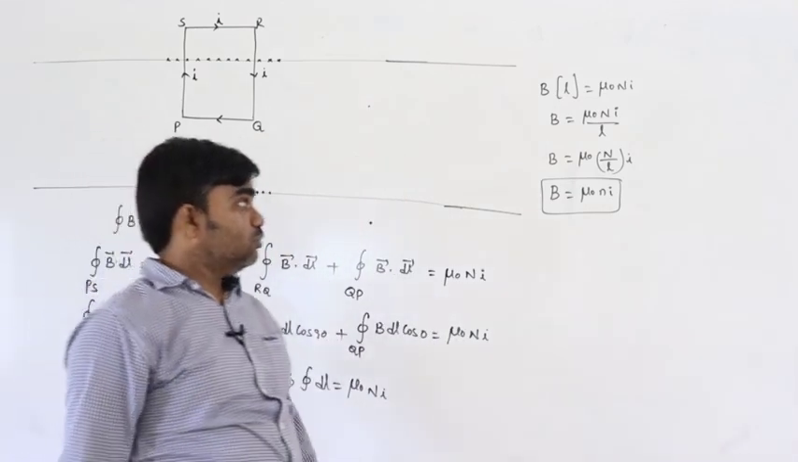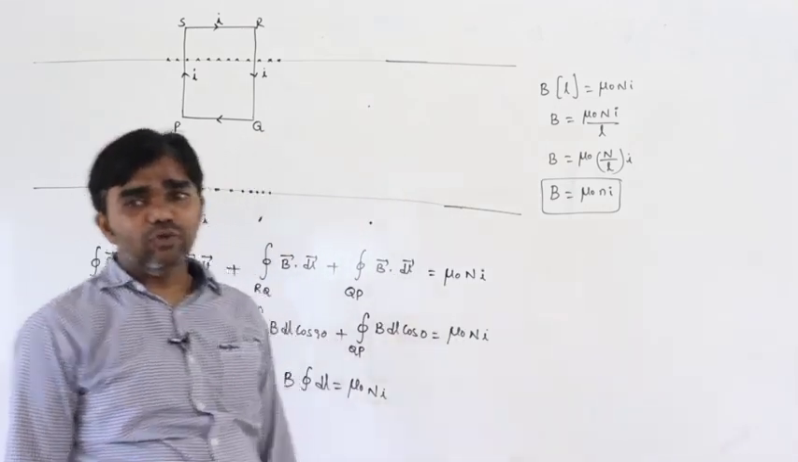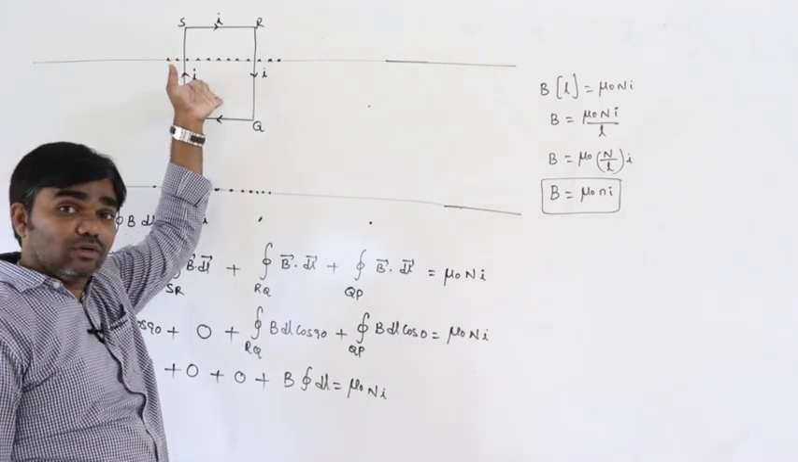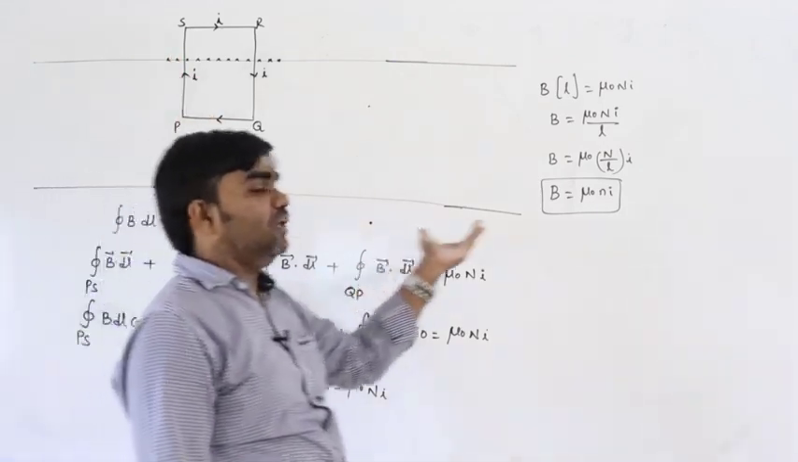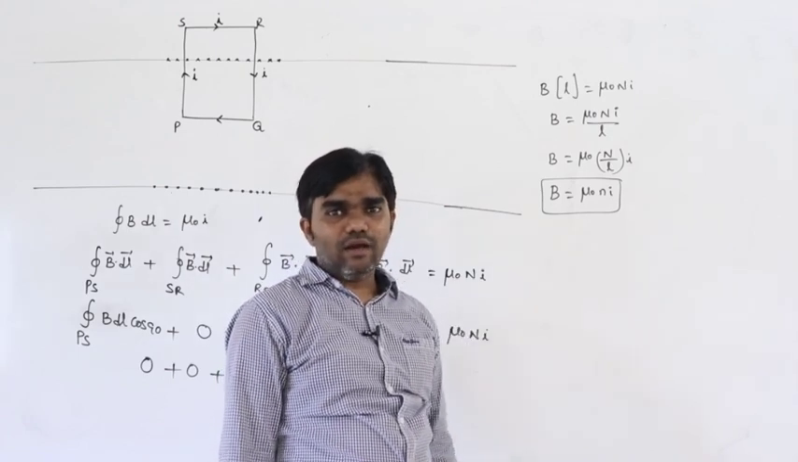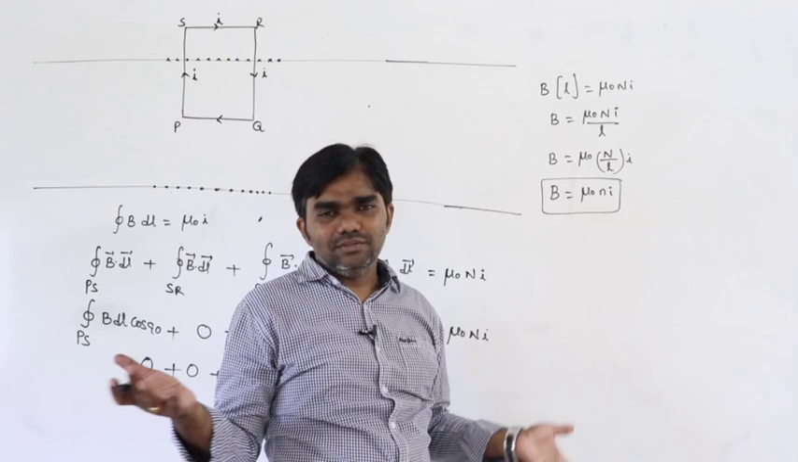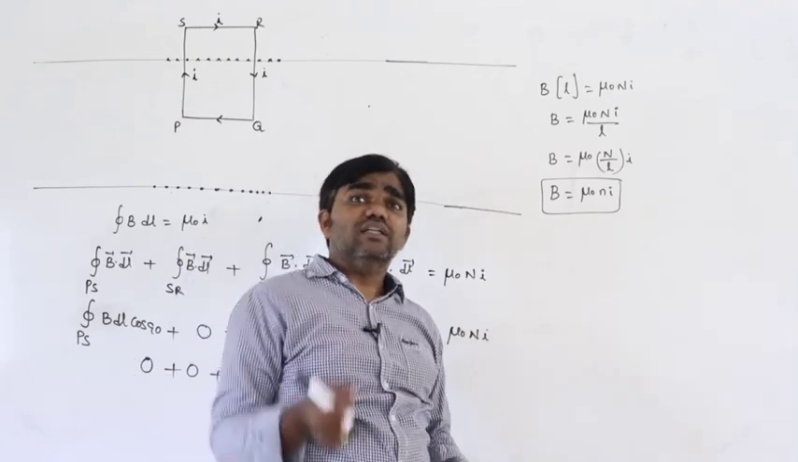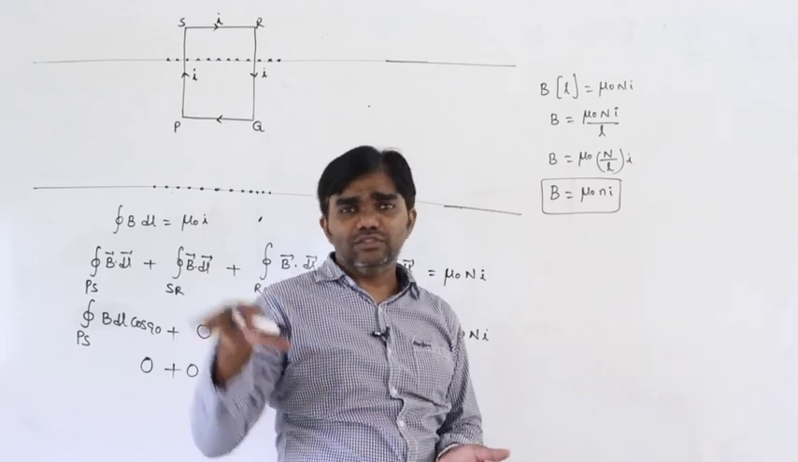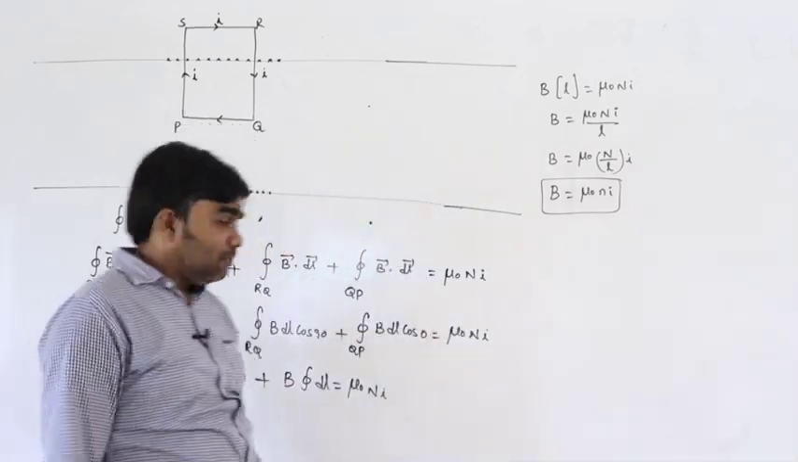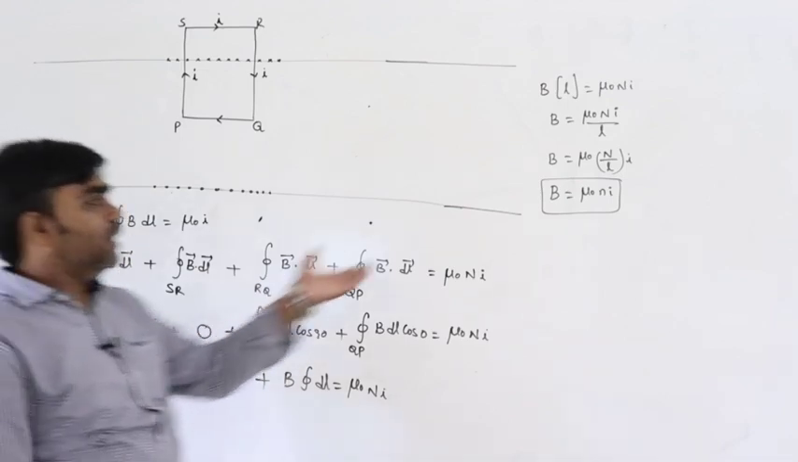B is equal to mu naught N i. That is the magnetic field due to an infinite length solenoid. By using Ampere's circuital law we can calculate it very easily. In the previous class we calculated it with a long derivation using tan theta, dx, cosecant square theta d theta, and so on. But by using Ampere's circuital law it is very easy.